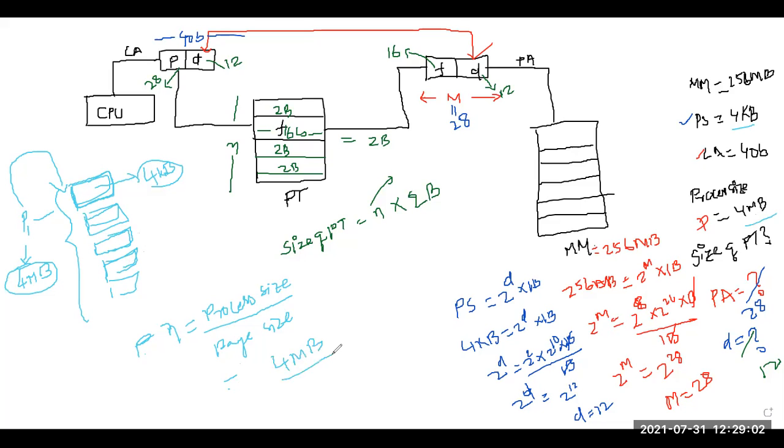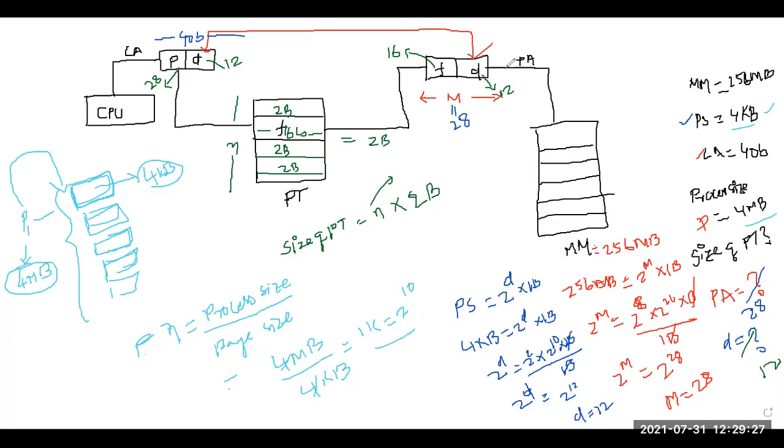And what is the size of the page? Size of each page is 4 KB. Now if you divide this, the 4s cancel. Now this will be 1K, which is equal to 2 to the power of 10. Fine, 2 to the power of 10.